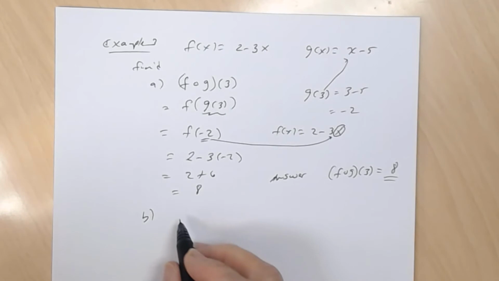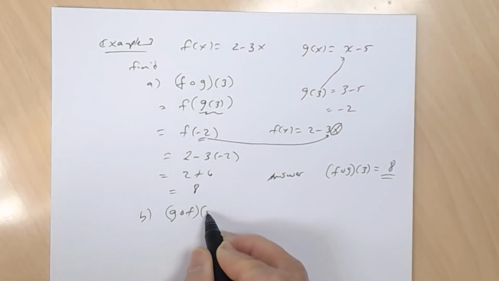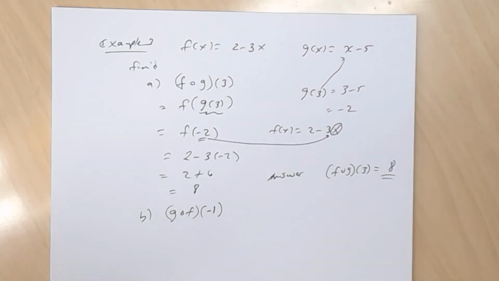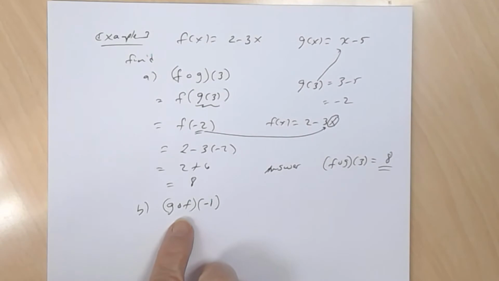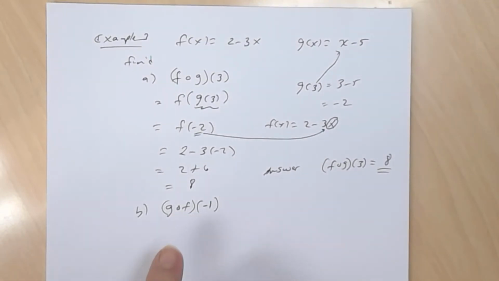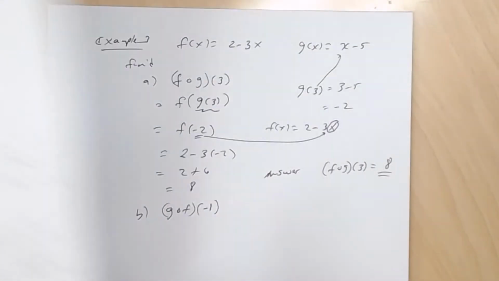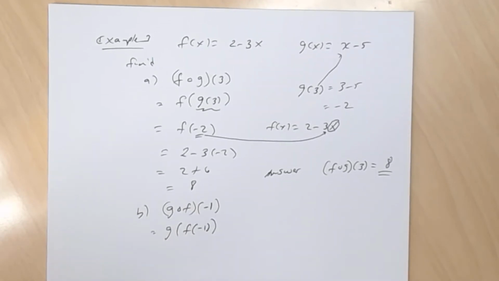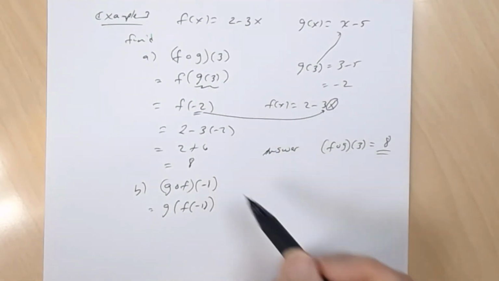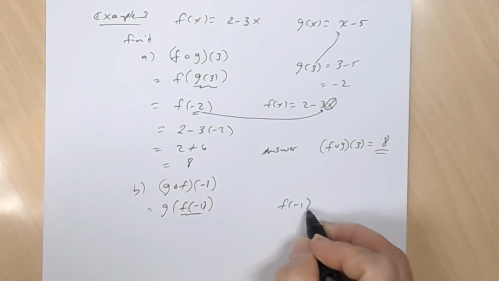All right, B, still using those same two functions. Let's suppose this time I want to find g composed with f at, let's say, negative 1. Well, you got to use your definition. By definition, that means g of f of negative 1. So we do it just like we did before. You're going to find your inside first. So let's figure out what f of negative 1 is.